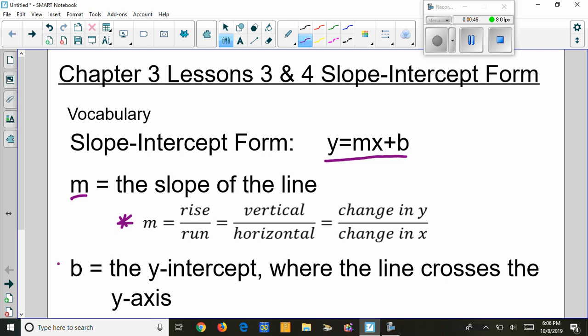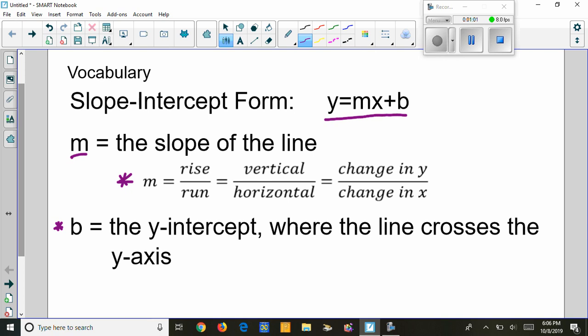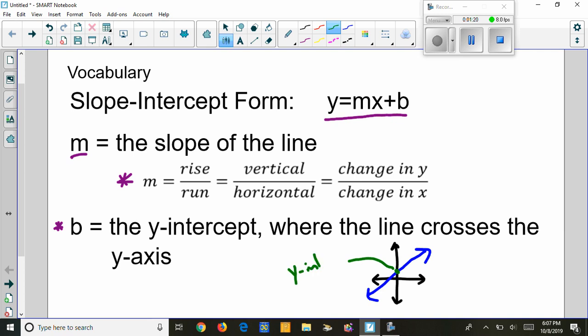And then our b is going to be a point called the y-intercept. The y-intercept is the point where our line crosses through the y-axis. So for example, if I were to have a graph, and this is my line, I'm looking for the point here. This is a y-intercept.